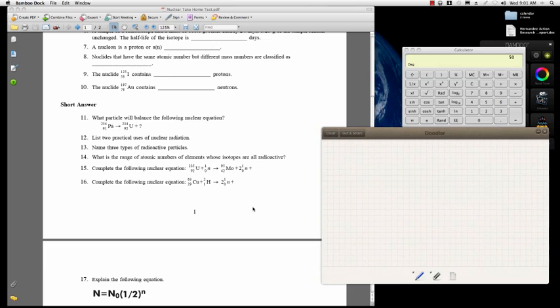Number 14, what is the range of atomic numbers whose elements are all radioactive? Remember to mind your own bismuth. If you look on the periodic table, bismuth is atomic number 83. After atomic number 83, all those elements are radioactive.